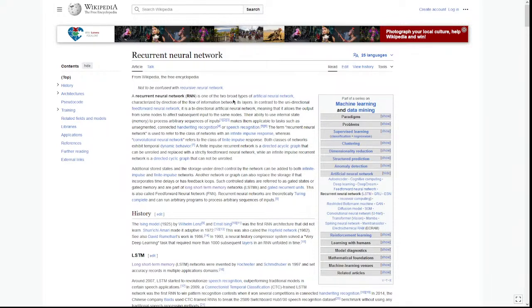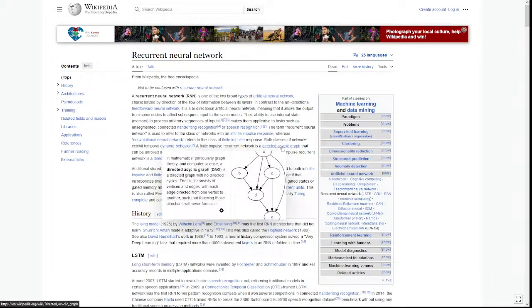Their ability to use internal state memory to process arbitrary sequences of inputs makes them applicable to tasks such as unsegmented, connected handwriting recognition or speech recognition. The term recurrent neural network is used to refer to the class of networks with an infinite impulse response, whereas convolutional neural network refers to the class of finite impulse response. Both classes of networks exhibit temporal dynamic behavior. A finite impulse recurrent network is a directed acyclic graph. So now let's see what a directed acyclic graph looks like.